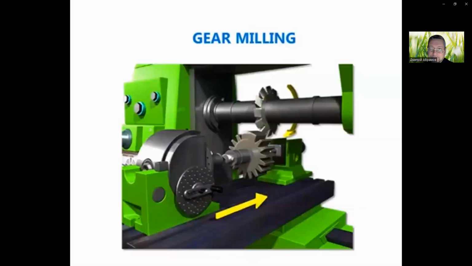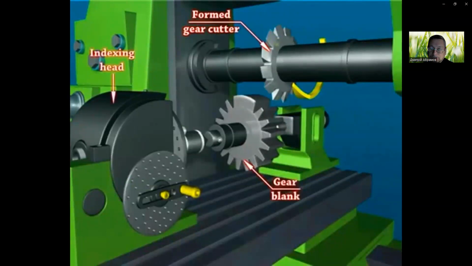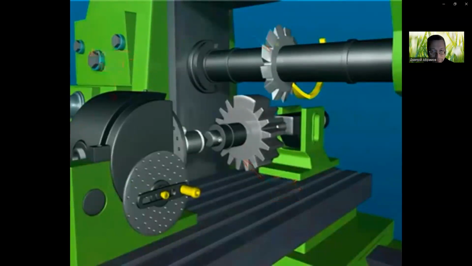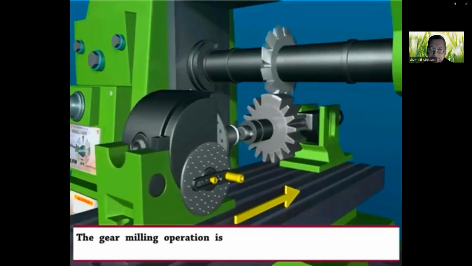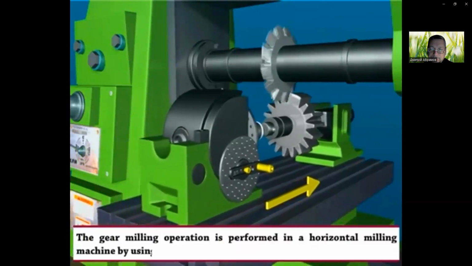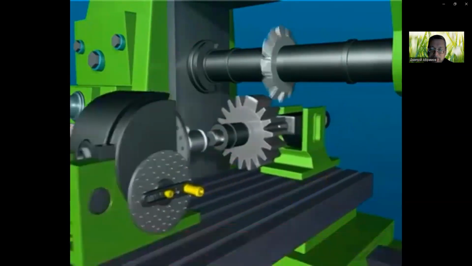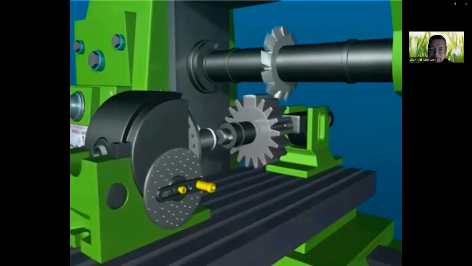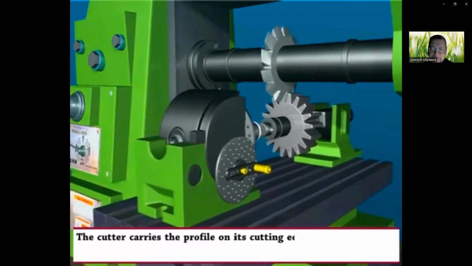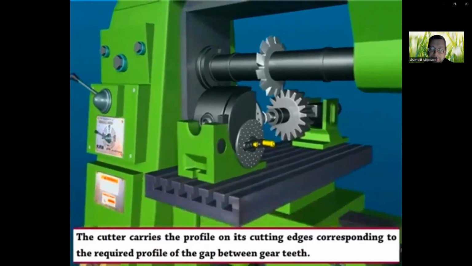Gear milling. For gear milling, we need a formed gear cutter, gear blank, and indexing head. Let us see the gear milling operation. The gear milling operation is performed in a horizontal milling machine by using a formed milling cutter. The cutter carries the profile on its cutting edges corresponding to the required profile of the gap between gear teeth.